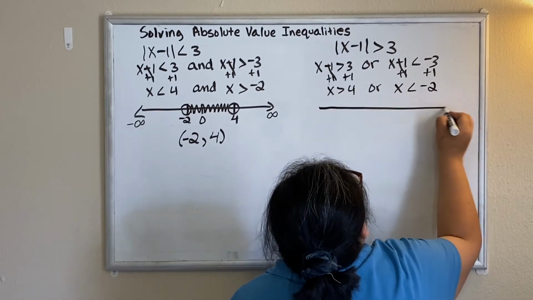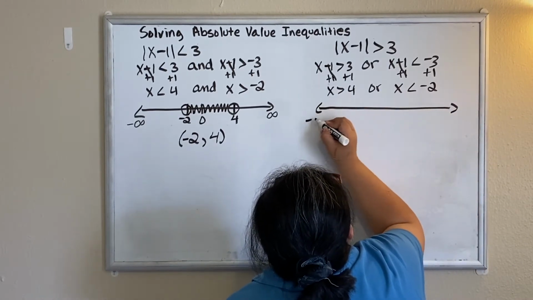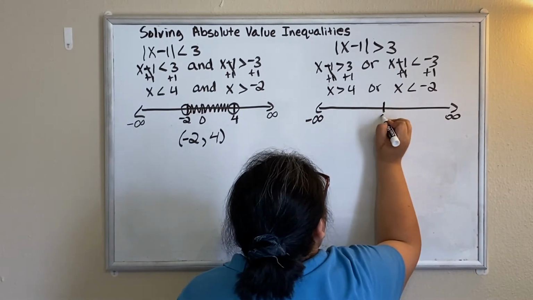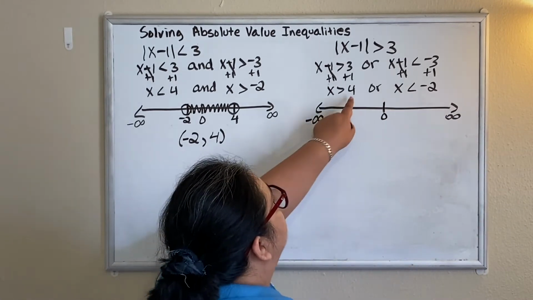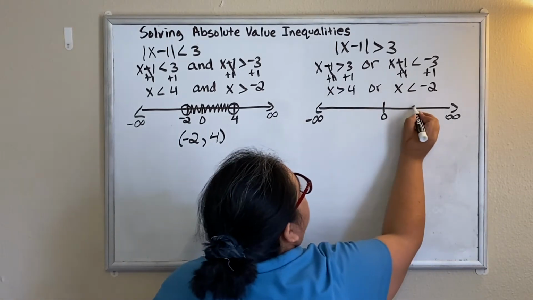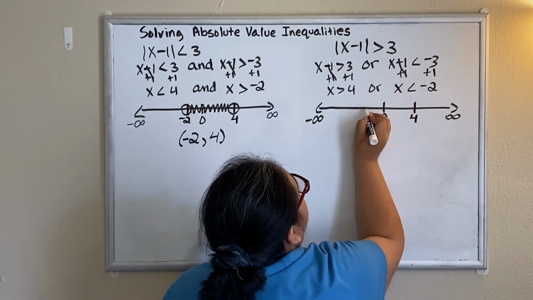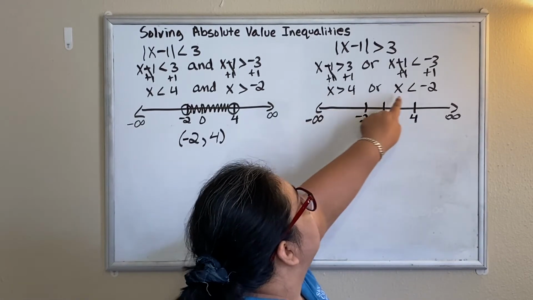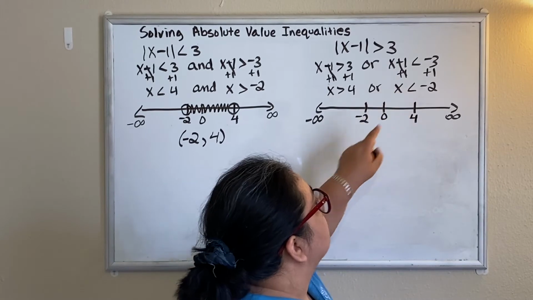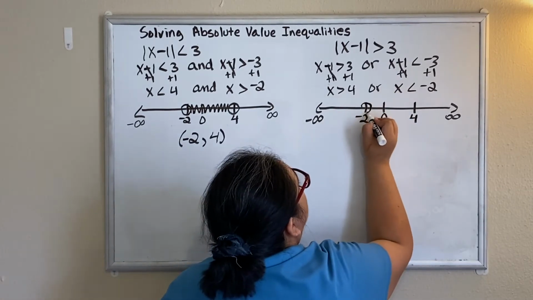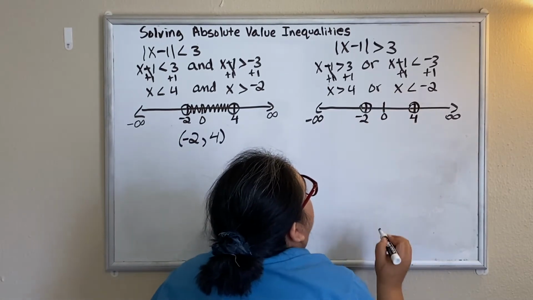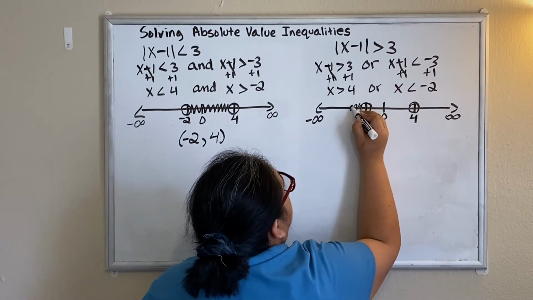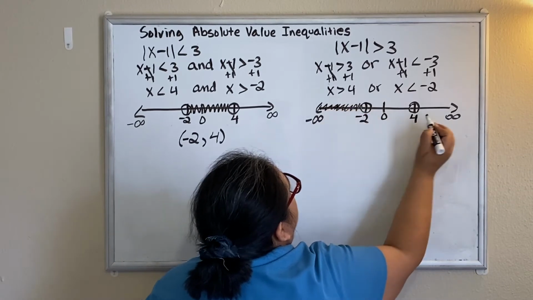So now we draw our number line. On one side we have negative infinity, on the other side we have infinity. 0 is somewhere in the middle. Positive 4 is to the right of 0. Negative 2 is to the left of 0. Neither of these have the or equal to part, so both of these are open. Now this is an or statement, so we're going to shade on the outside.